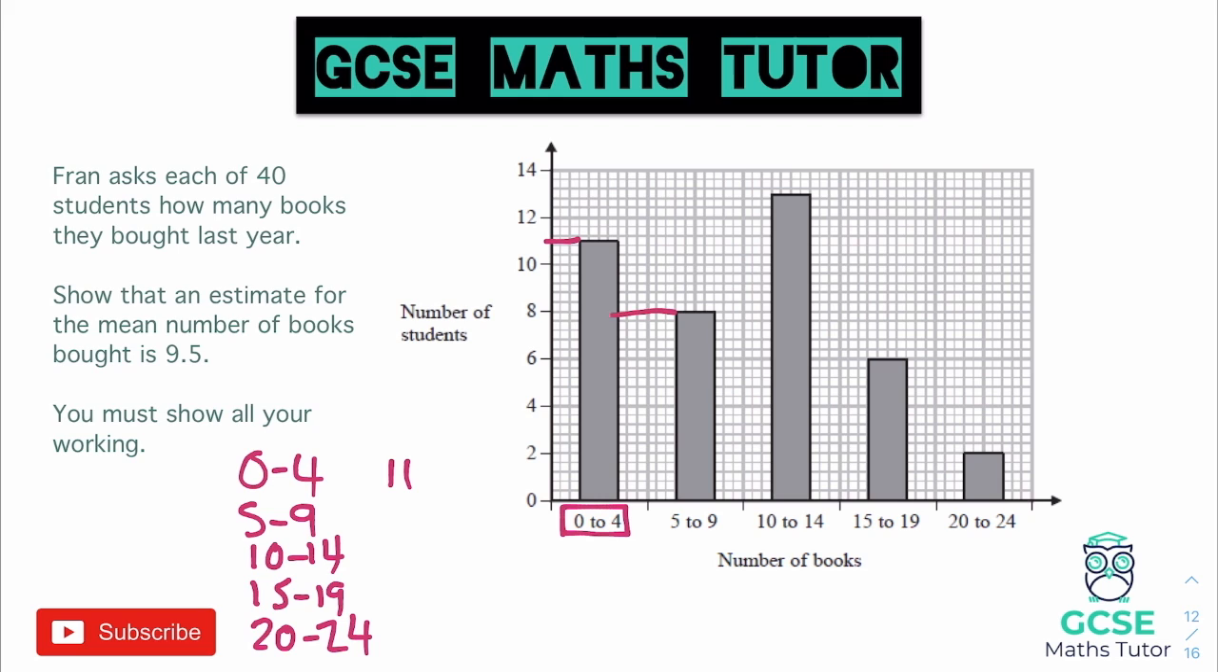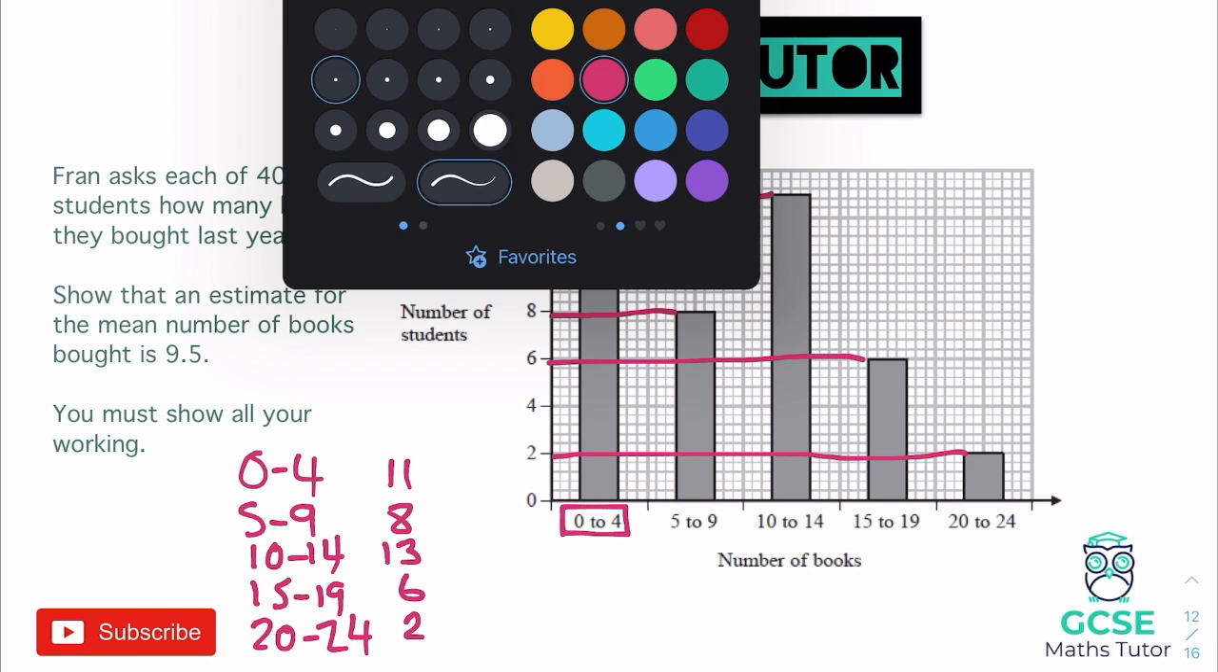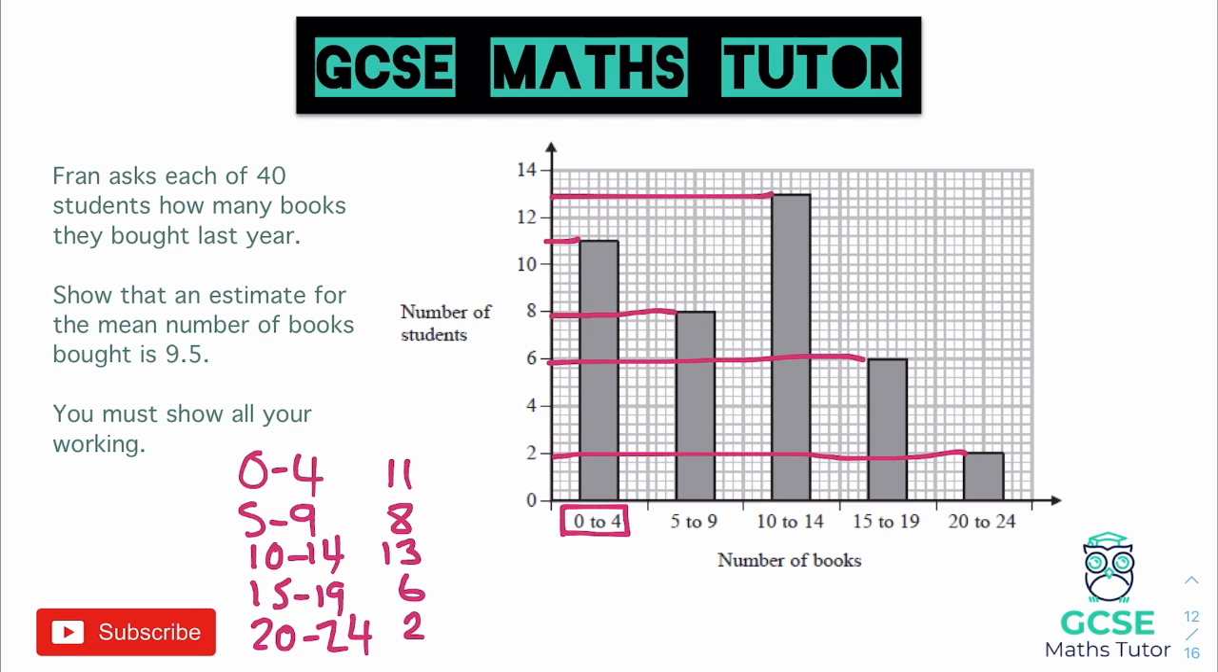For the next one, that lands on 8. So 8 people that had between 5 and 9 books. For the next one, that's between 12 and 14, so that's 13 people that had between 10 and 14 books. For the next one, there we go, we've got 6 people between 15 and 19 books. And for the last one there, we've got only 2 people that had between 20 and 24 books. So that's all the data that we've got from the graph.